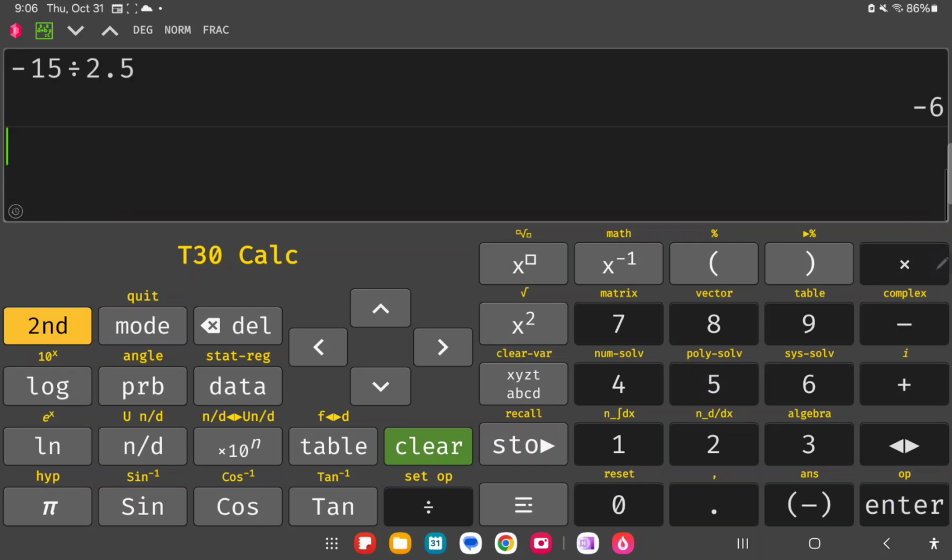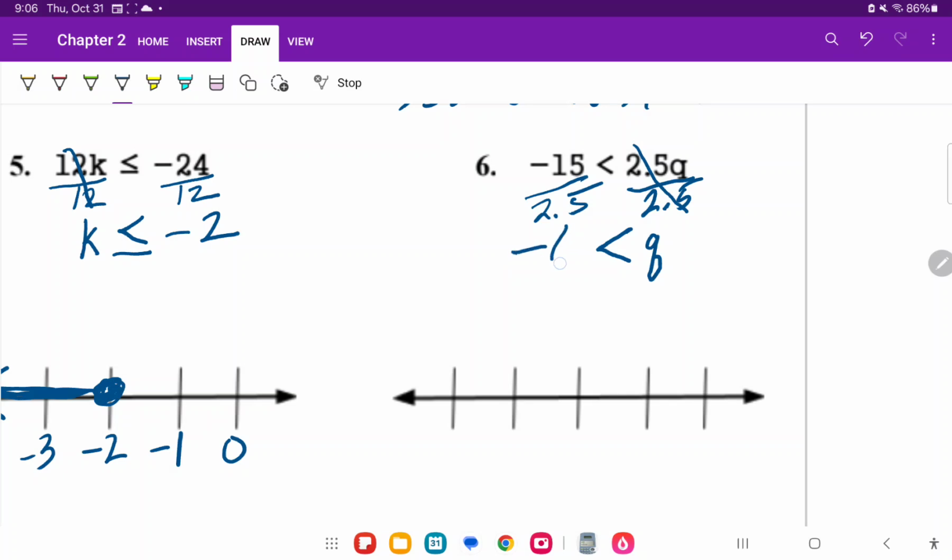Did you get -6? Is that what you said? So then what do I do? Oh, you flip it. There's another one where you have to flip. So when I flip it, what do I get? Q greater than -6. Good job.